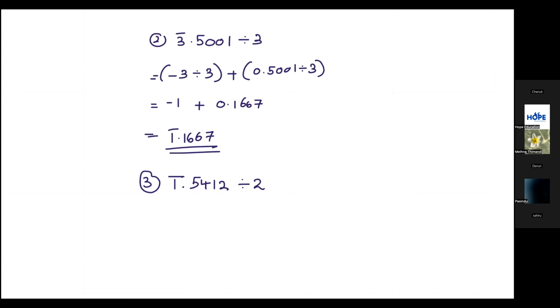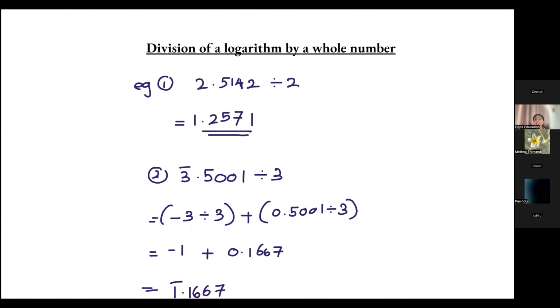This is slightly different. When we have a positive characteristic, we can do the division however we want. If it is a positive characteristic, we can consider that number as a normal number. We can do any multiplication we want. We can do any division we want. We can do anything. But when we have a negative characteristic, the story is slightly different.